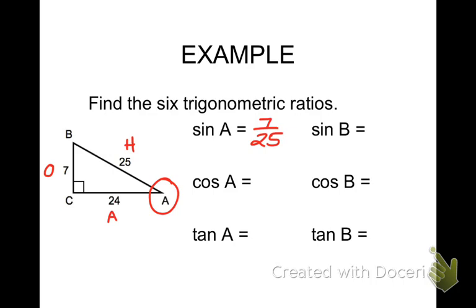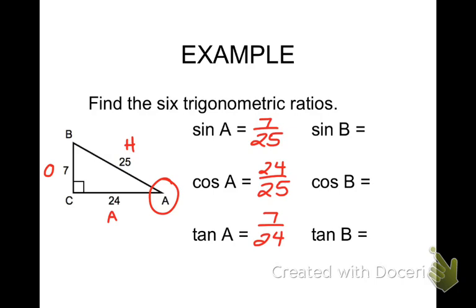Cosine would be what over what? 24 over 25. Tangent would be opposite over adjacent, so 7 over 24. If you could reduce these fractions, reduce them. In this case, we can't.